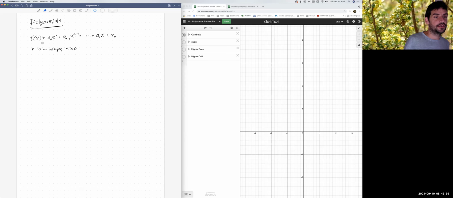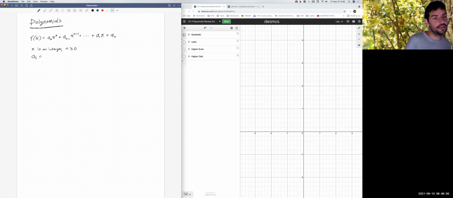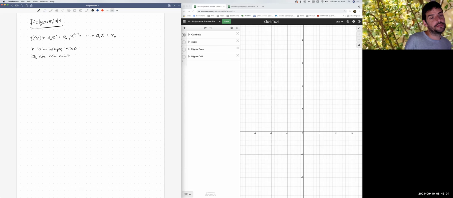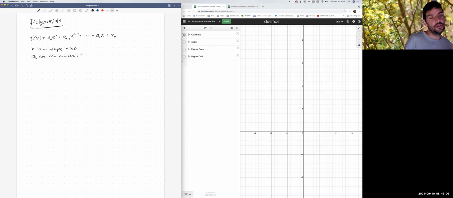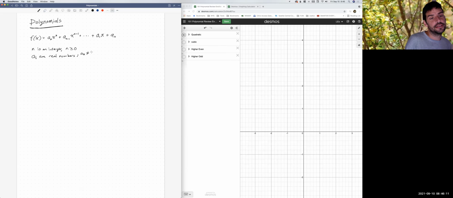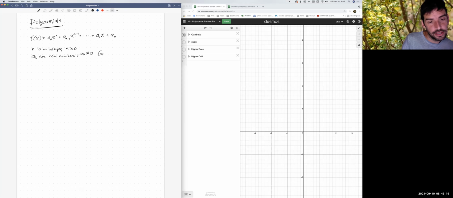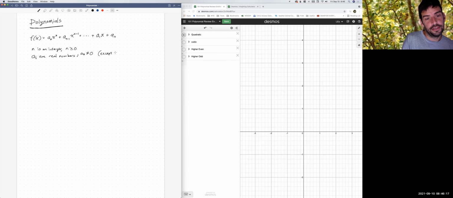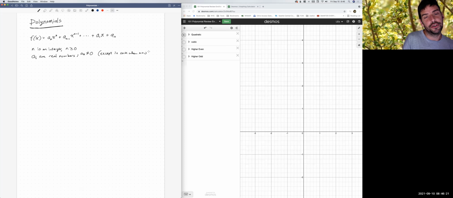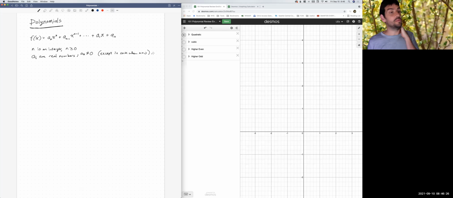Let's do this in a different order. All the a sub anything, so I'll call them the a sub i's, are real numbers, right? So constants, with the restriction that a sub n is not equal to 0, except in the case when n equals 0. Okay, so let's clarify exactly what I mean by this.